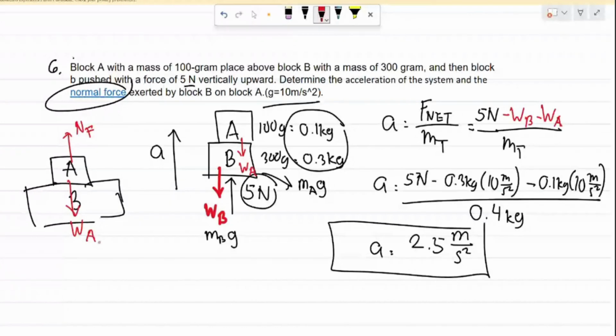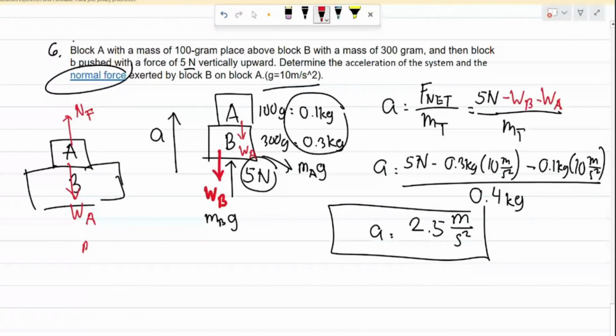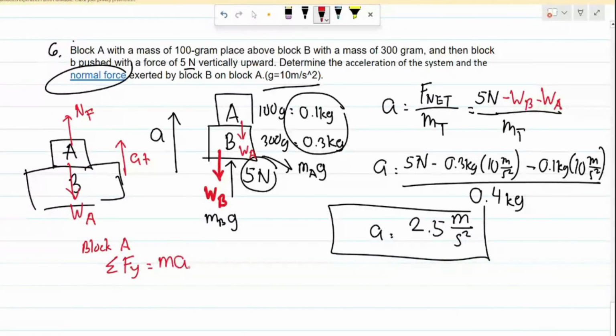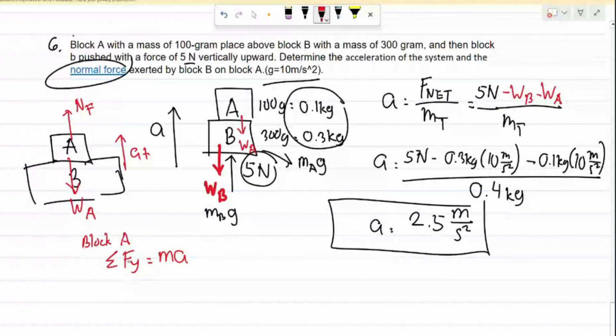If you analyze our block A, it is moving upward. Of course, the acceleration is positive. So we can say that the summation of forces in Y is equal to M times the acceleration. Sir, what are our forces in Y? We have a normal force upward and a weight downward. That will be the normal force minus the weight of block A equals mass times acceleration.